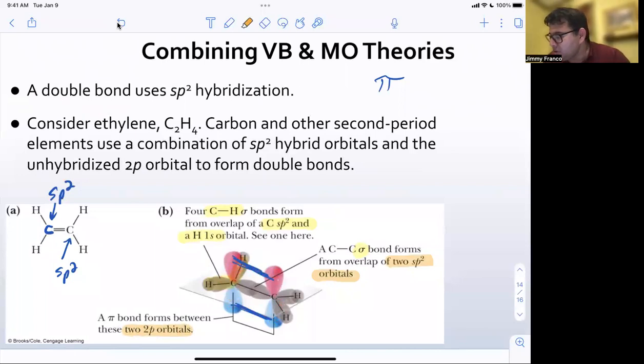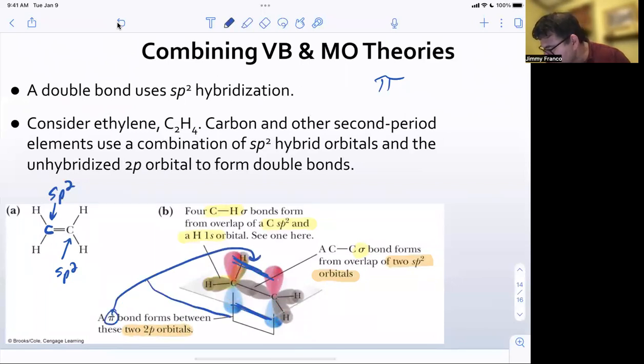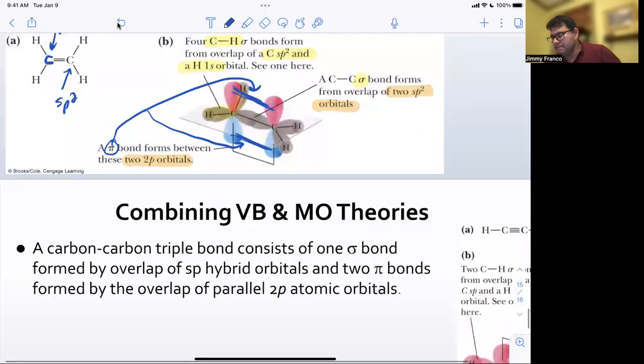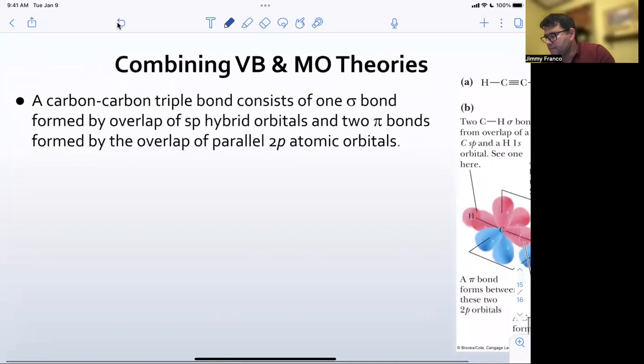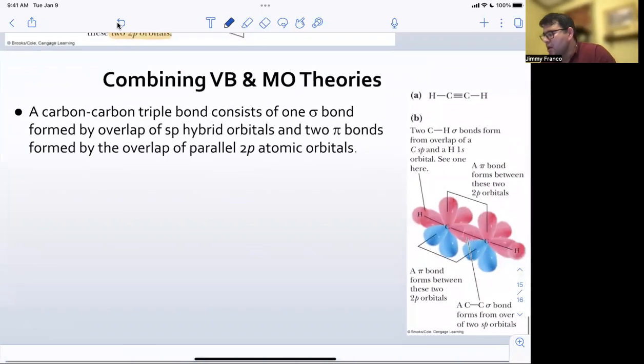So these blue lines here actually are what's representing your pi bond, right? So it's those interactions between those p orbitals that make your pi bond. Triple bond's the same thing, and so there's a picture over on the right of the molecule we're going to look at.